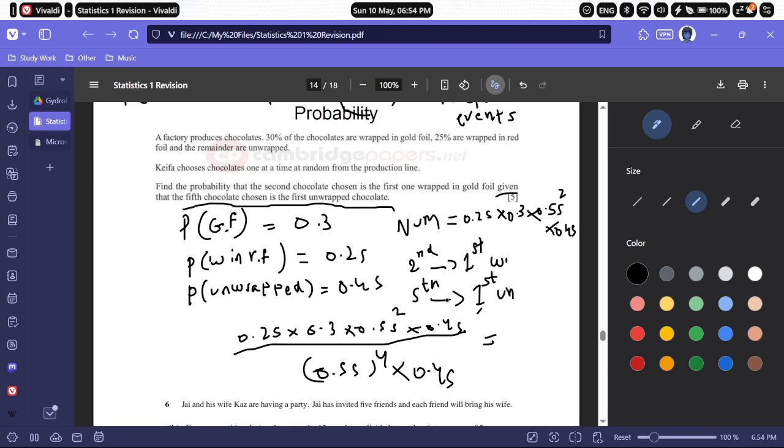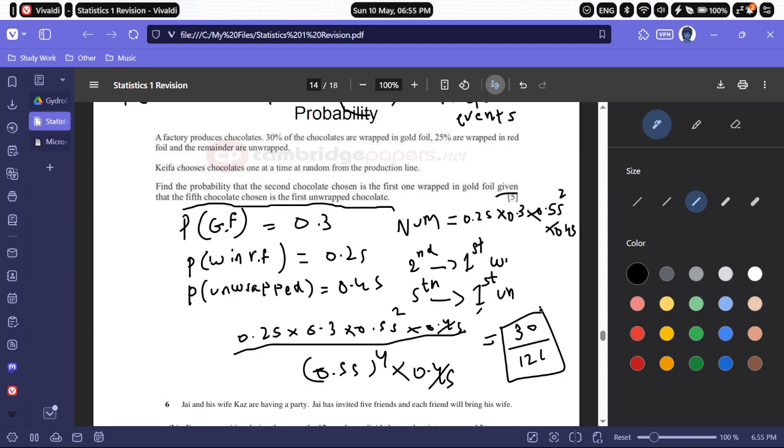Anyway, okay, let me just cancel this out and calculate the answer. So 0.25 times 0.3 times 0.55 squared divided by 0.55 raised to 4. That gives you 30 over 8, 30 over 121, which is your final answer. By the way, why 0.55 raised to 2?